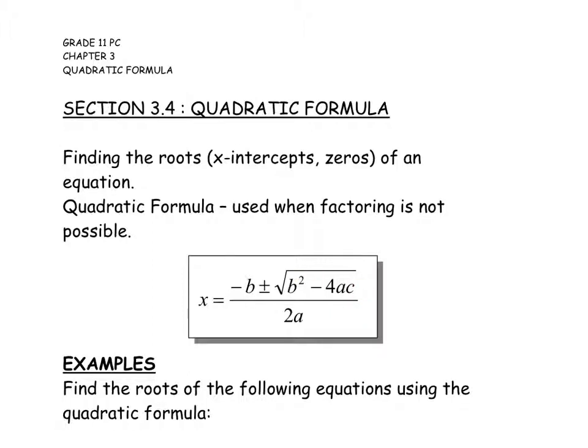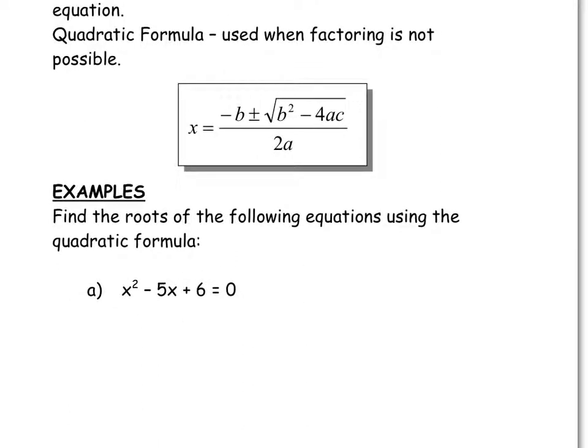Alright, so examples. Find the roots of the following equation using the quadratic formula. And don't forget what these b, a, and c come from. This is coming from 0 equals ax squared plus bx plus c. So you're looking at the coefficients a, b, and c inside of that, which you're going to solve when that's equal to 0.